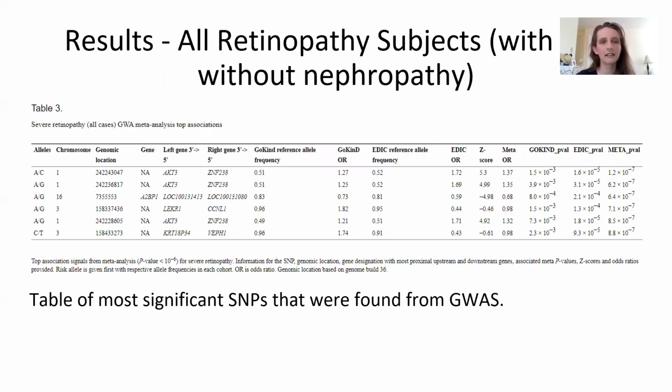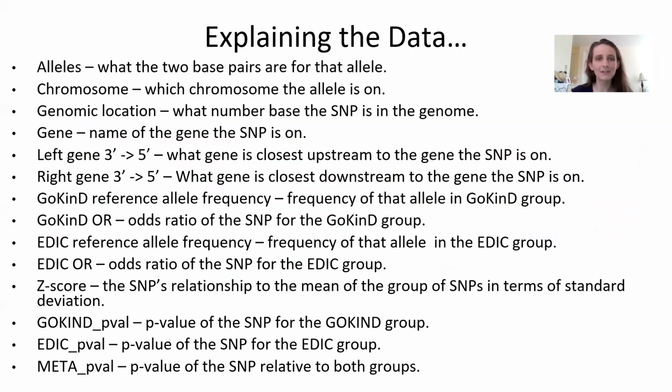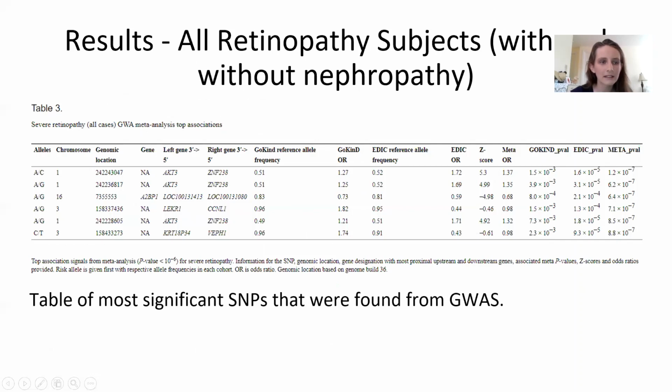So first, here are the results for all retinopathy subjects with and without nephropathy. This is a table of the most significant SNPs that were found from GWAS. There was a lot of information on this table, so I explain it here, and you can look closer at this, but the most important things we're going to pay attention to.